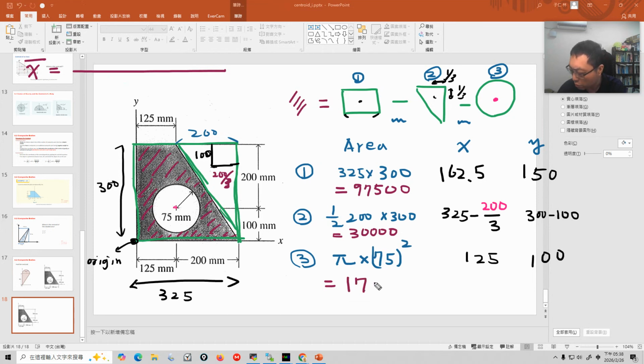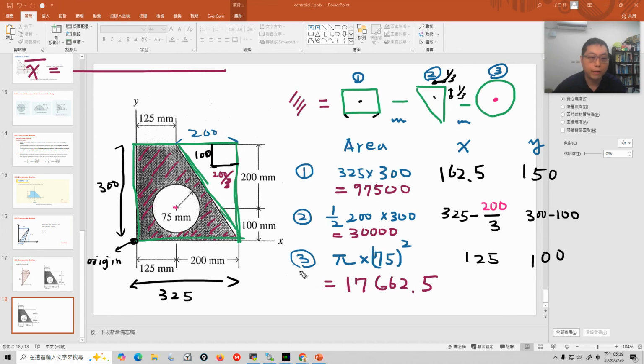And this one, what's the value? 117 pi. Oh, it's 75 squared. Yeah, I made a mistake in my notes. So what's the accurate value, times 3.14? 1662.5. Yeah, I have made some mistakes in my notes. Sorry. 75.